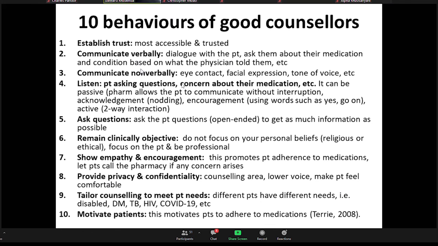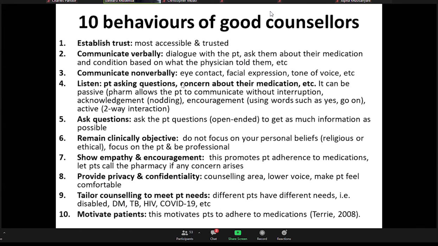Then provide privacy and confidentiality. In a dispensary, there must be a counseling area. There are certain conditions which you cannot discuss in front of everyone. If you don't have that, make sure as you're counseling the patient, you go to a distant area, then you lower your voice. Make the patient feel comfortable. Lower your voice or go in the counseling area and then counsel the patient.